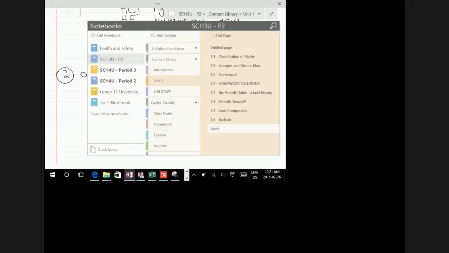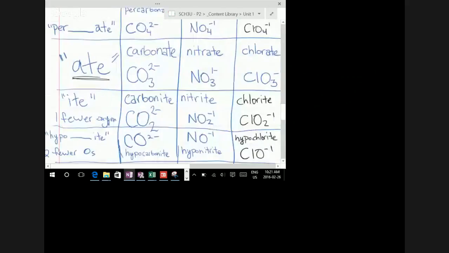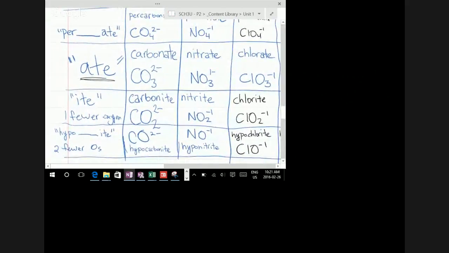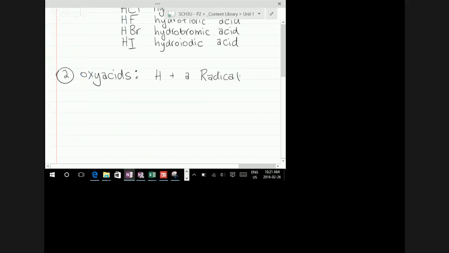Okay, so let's take a quick look. It's not as bad as it looks, because if you look at this chart, all of the radicals end in one of two things. What do they end in? Ate or ite, right? You can have perchlorate or chlorate or chlorite or hypochlorite, right? But either way, it ends in ate or it ends in ite. So we're just going to change that a little bit for acids.